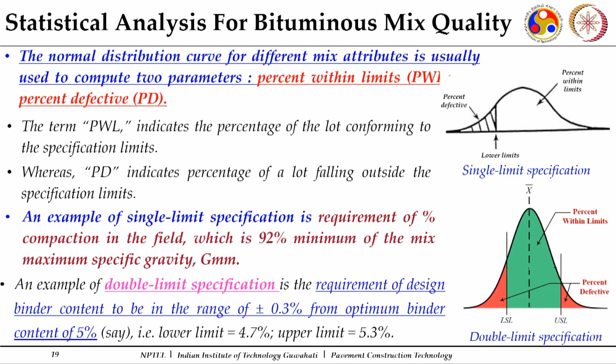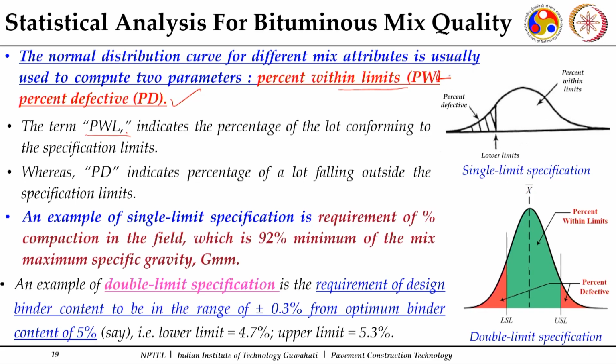Now, another aspect we can look into, as we discussed in the previous lecture, is the distribution of the results of these different parameters. A normal distribution curve for different attributes is usually used to compute two parameters we mentioned. One is the percent within limits, PWL, and the other one is percent defective. These are the two parameters.